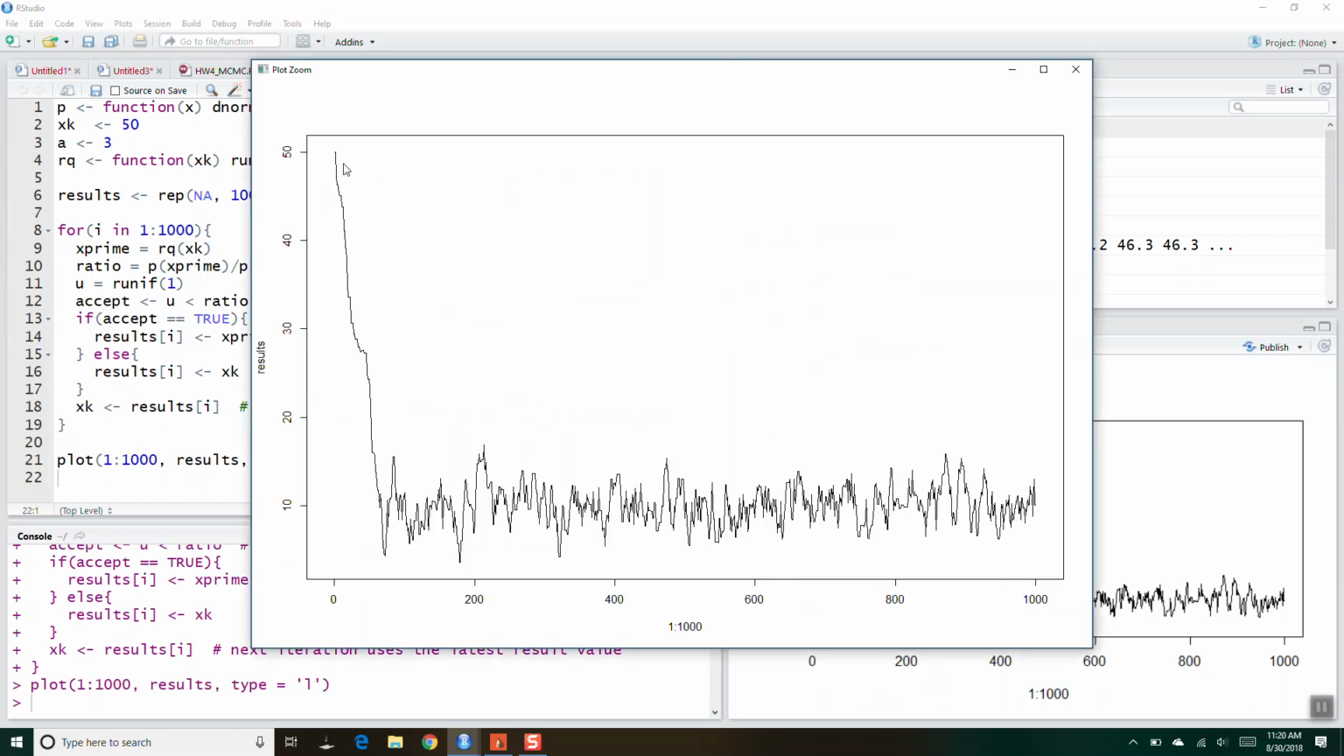Okay, and so we see we started off at 50, and in the beginning we just kept moving down, down, down. And then once we get into this sweet spot zone of 10-ish, we bounce around in there, all right? Which makes sense to me, okay? And so in the beginning, where we started off terrible, and it took us a while to get to the realistic zone, that's known as the burn-in period, okay?